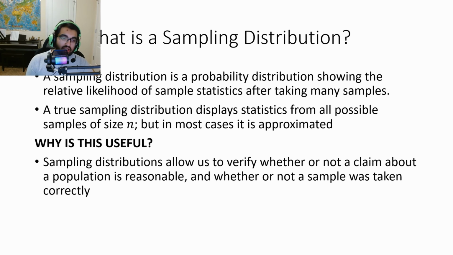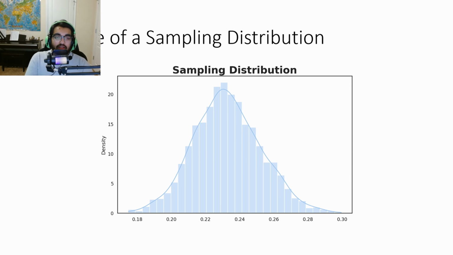So, now why is this useful? Sampling distributions allow us to verify whether or not a claim about a population is reasonable and whether or not a sample was taken correctly. This is an example of a sampling distribution. It seems to be measuring a proportion of some sort down here, and you can see it centers on 0.23. The distribution is approximately normal, no left or right skew, no bimodal, anything like that. Pretty standard.